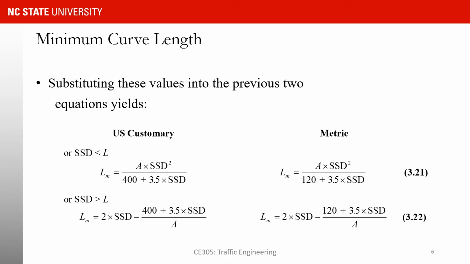Again, we go through the same process. We first assume that L is greater than stopping sight distance. We calculate the minimum length of the curve based on this assumption. We compare it with stopping sight distance. If it's greater than that, you're good, you're done. If it's not greater than stopping sight distance, then you need to go through the second equation that assumes stopping sight distance is greater than L.